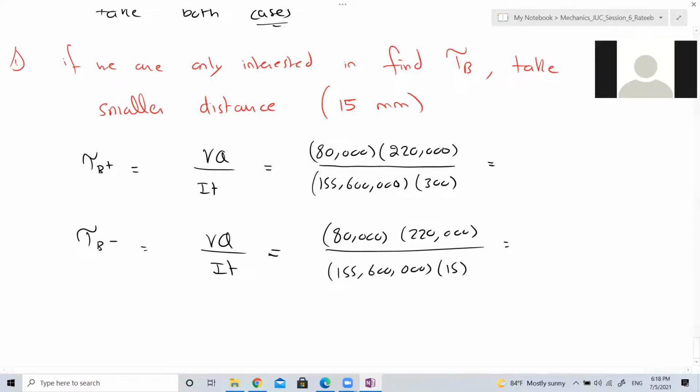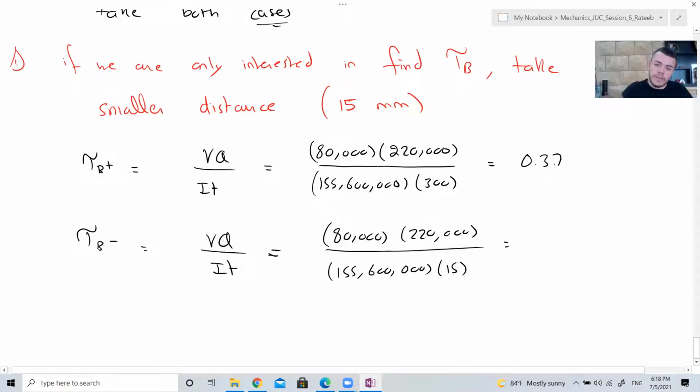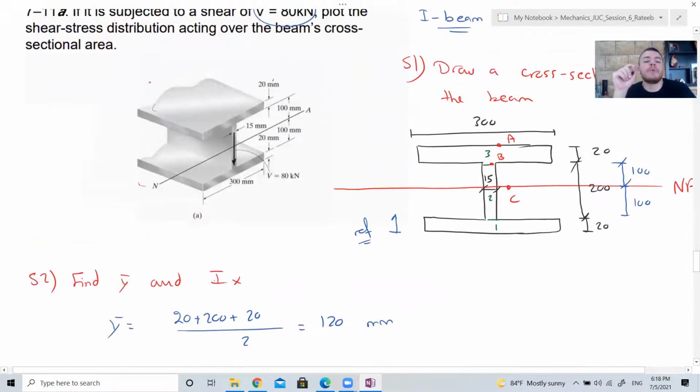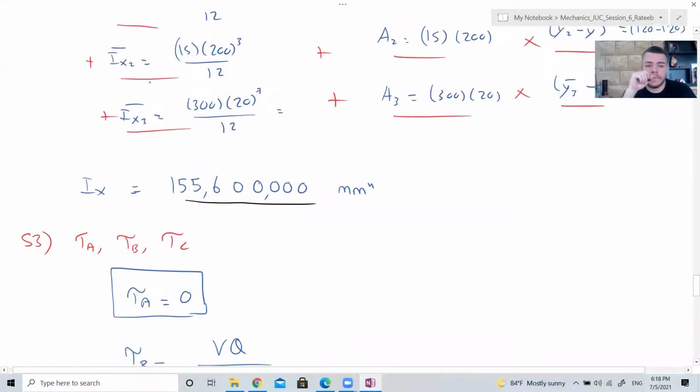Am I clear? Yes. Jaafar? Yes, doctor. So this one comes out 0.377 megapascal, and the one below comes out 7.54 megapascal. We still have one more point to go, which is what? The point at the neutral axis.